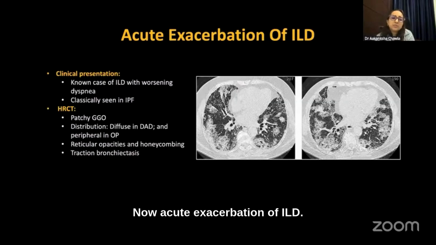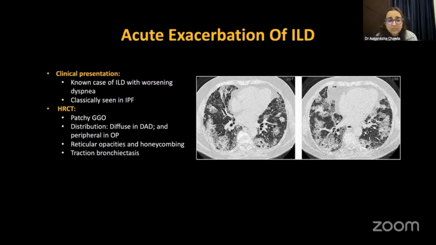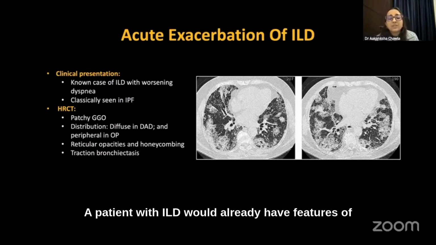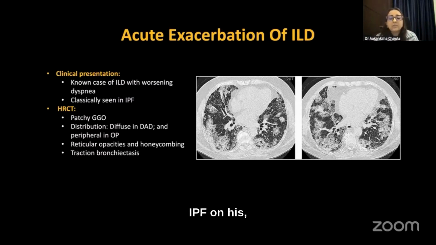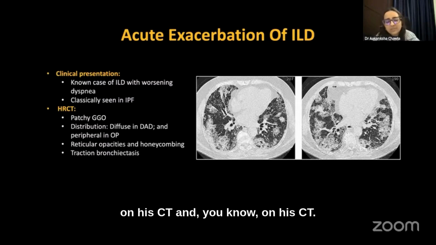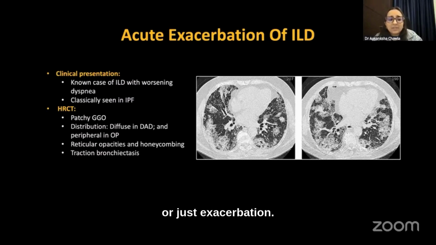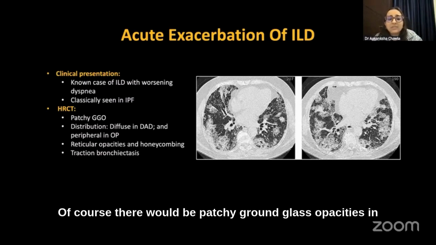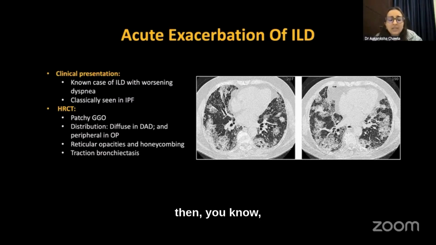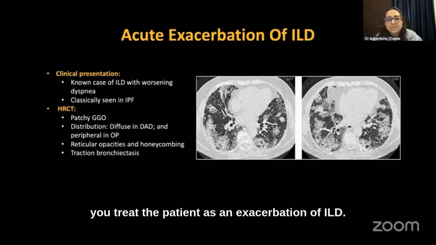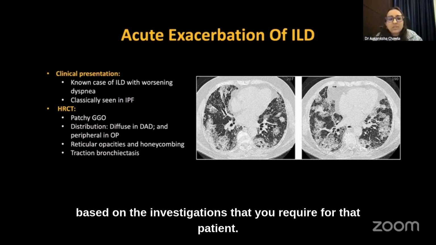Now, acute exacerbation of ILD. This is a diagnosis which you first make based on the presentation and how the patient is. A patient with ILD would already have features of IPF on the CT, and you cannot really differentiate whether it is an infection or just an exacerbation. Of course, there would be patchy ground glass opacities in exacerbation. So once you've ruled out infection, then you treat the patient as an exacerbation of ILD. You must rule it out clinically and based on the investigations that you require for that patient.